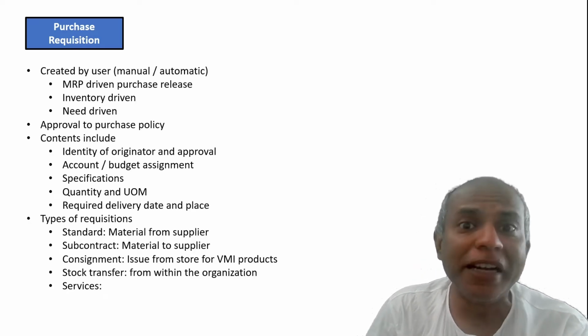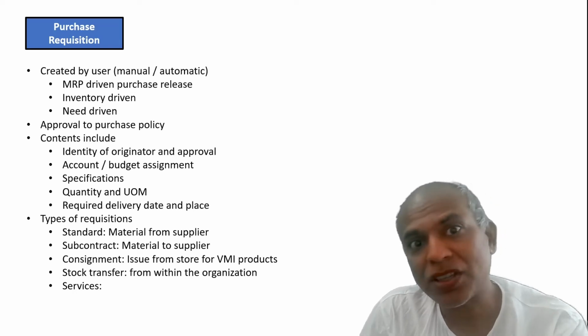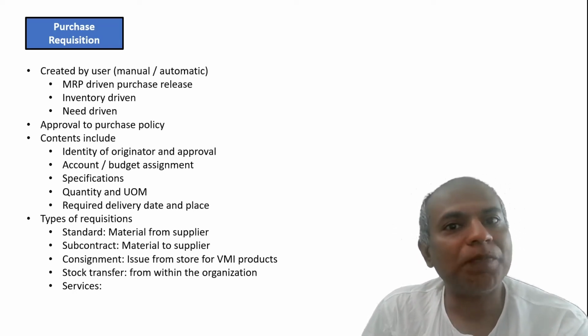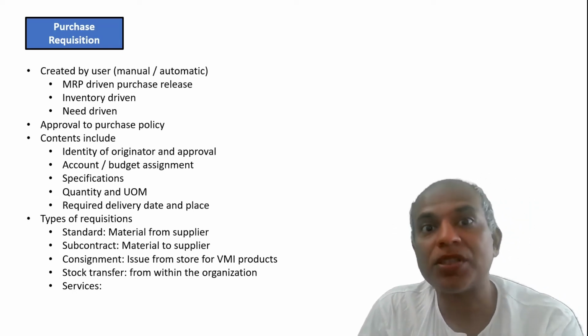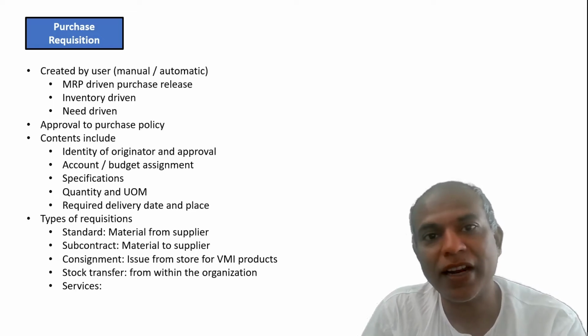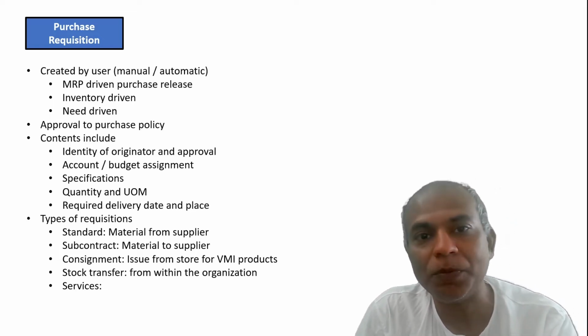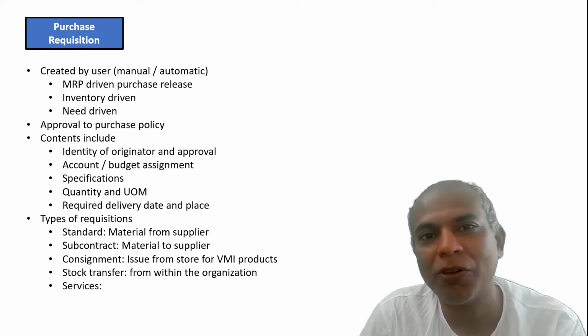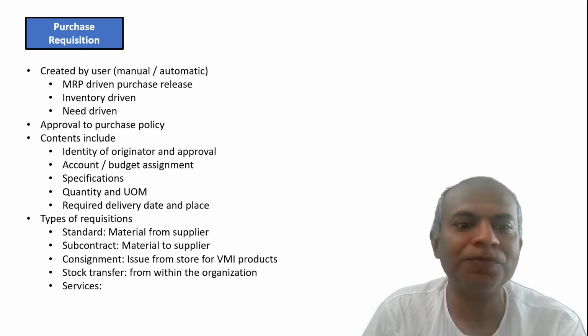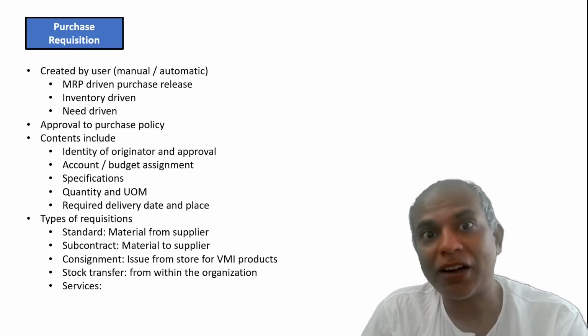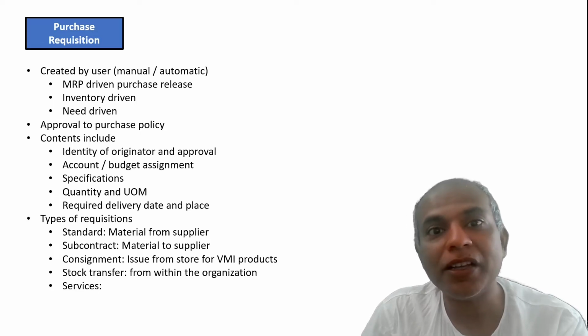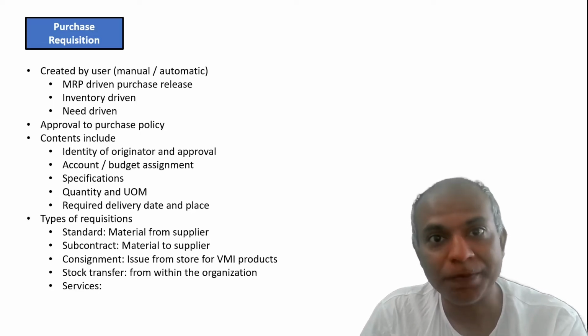And of course, there are many different types of requisitions. I've just listed a few here. And again, a business can define their specific types of requisition. So, first is a standard requisition, where we want something, a raw material requirement or anything. Second is a subcontract requisition. Well, in that case, the material has to be delivered to a supplier.